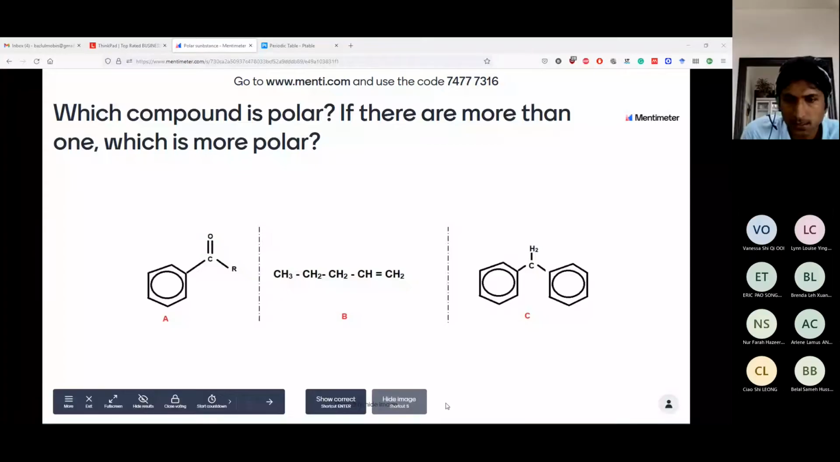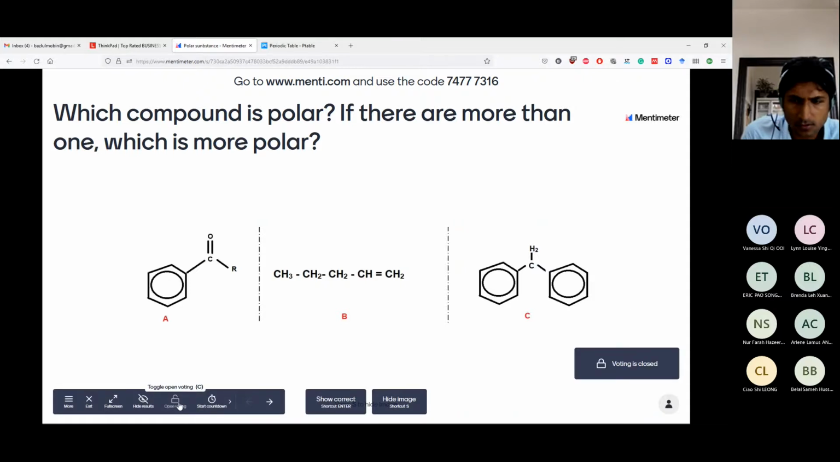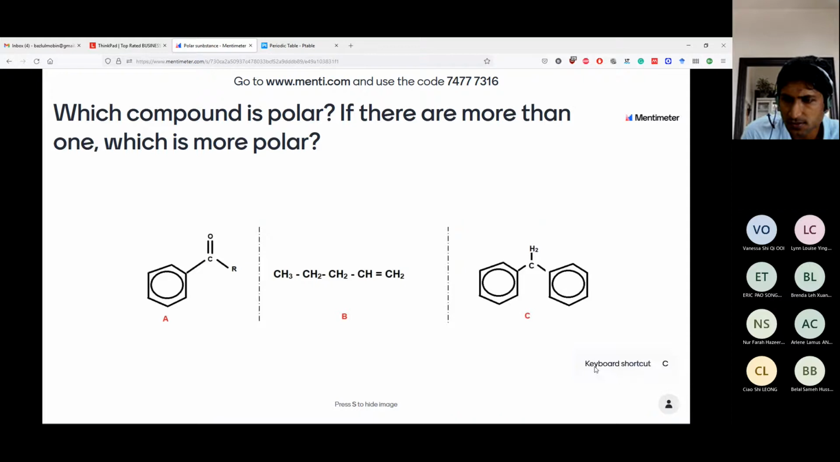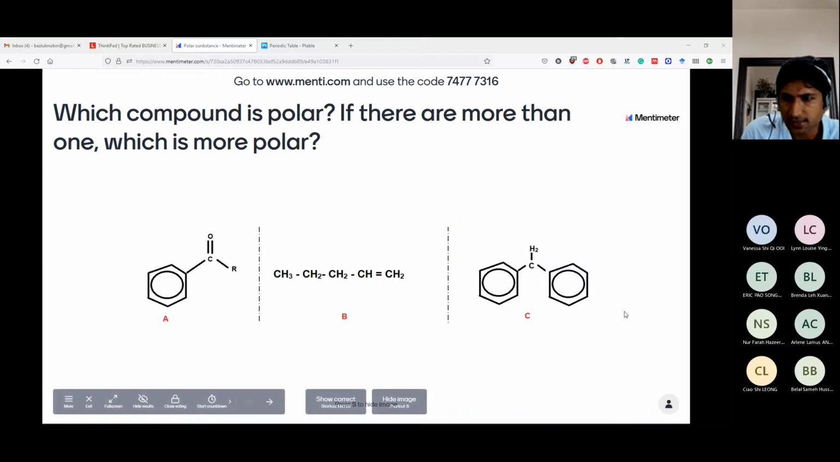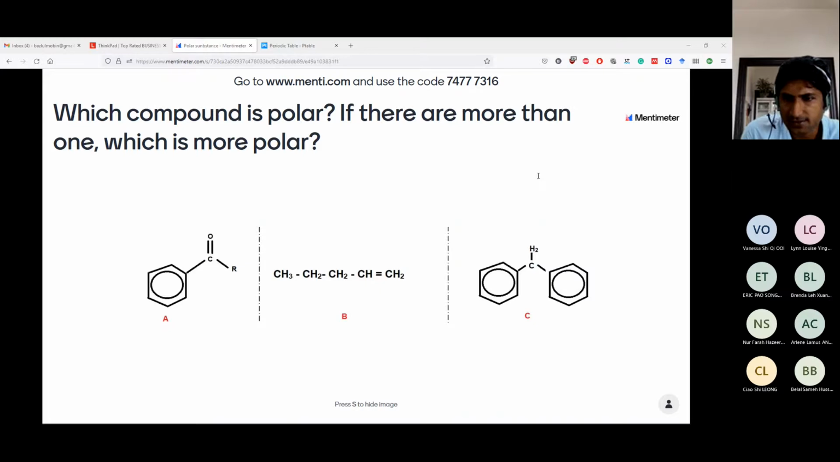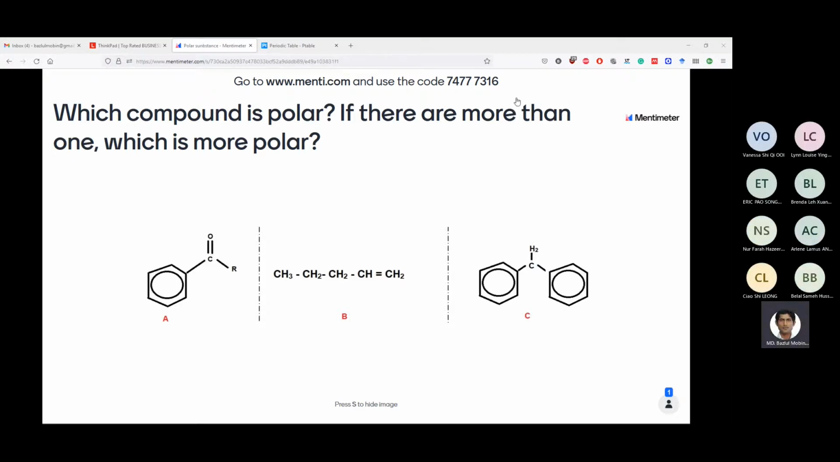Okay, so vote, please vote. What is that? Vote is closed now or what? Oh, voting is open now, so please go there and vote. Which one do you think is the perfect answer? I'll be back in 5 minutes.